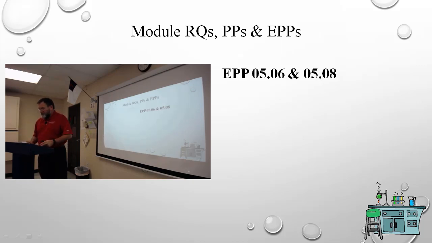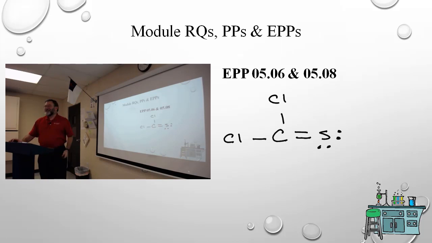For 6, the CCl2S molecule. What's its shape going to be? Pyramidal. Let's try again. Trigonal. I have that written down. See? But I haven't gotten any of those right.